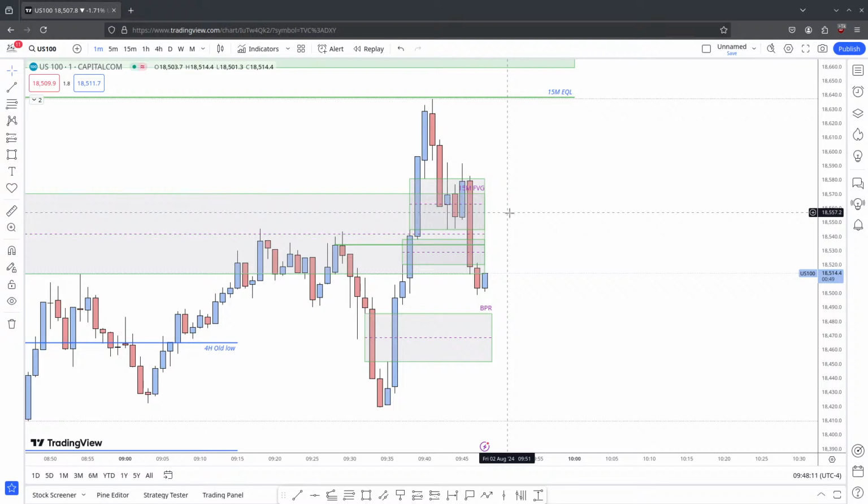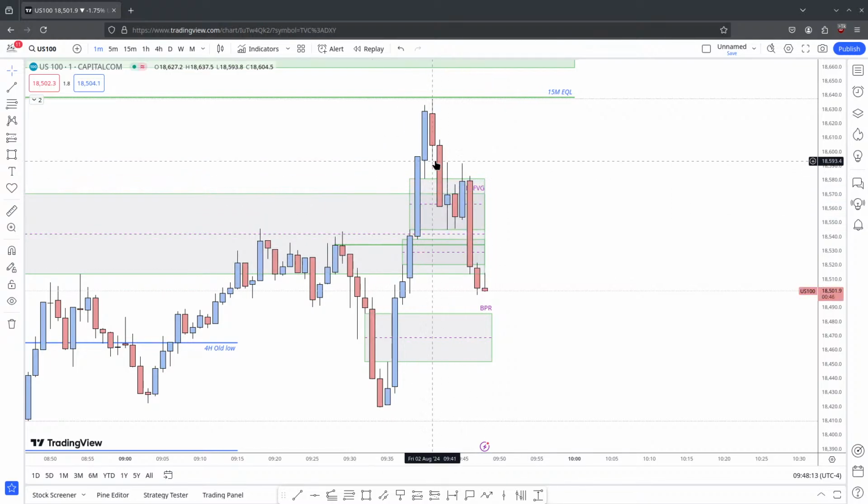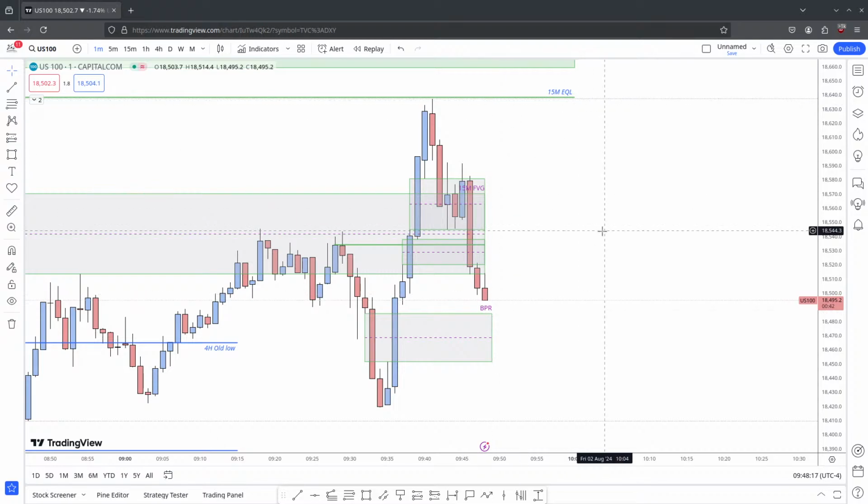And then there might be a possibility that they hit this and they might reject that privilege gap and just send it off higher. And that would be a move that you would just miss. You would just not be involved in that move at all.